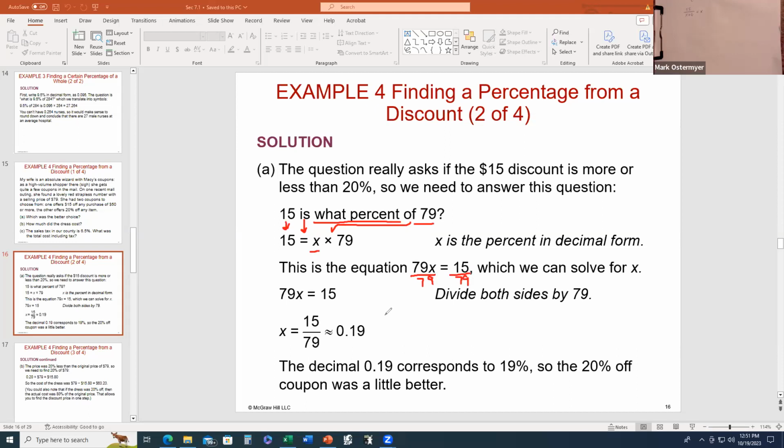And we get 0.19. And so the $15 discount is only basically what? It's only 19% off, correct? So the 20% off would probably be slightly a better deal here. That makes sense, sir? 20% off is a little bit better than the 19% off, which is the $15 discount.